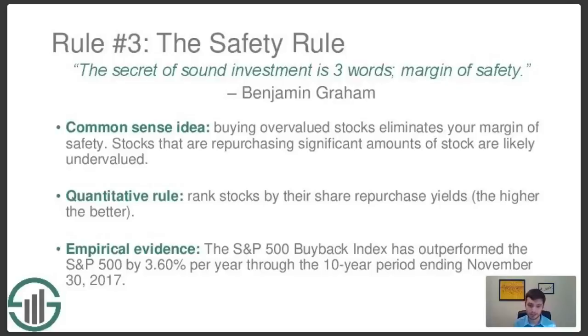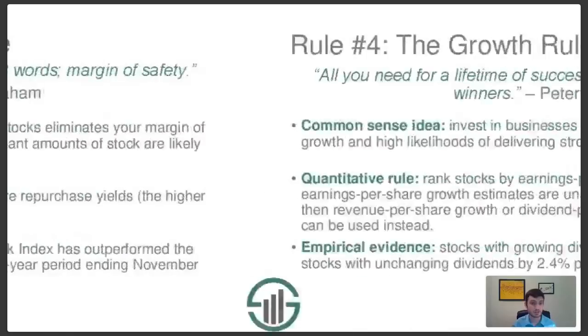So the quantitative rule here is that we rank stocks by their share repurchase yields, which is just the amount of shares they're repurchasing divided by the price. The higher the share repurchase yield, the better. The empirical evidence here is that the S&P 500 buyback index, which tracks stocks that are buying back their shares, has outperformed the S&P 500 by an excellent 3.6 percentage points a year over the last 10 years. So again, this is slightly in excess of the Dividend Aristocrats index. I believe the buyback index does have a bit higher volatility, but it shows that companies that are repurchasing their shares on average make good investments, and we want to pay attention to that and factor that into our system.